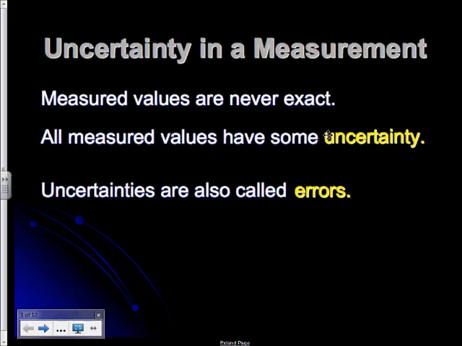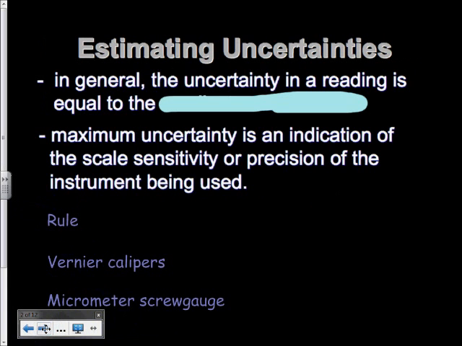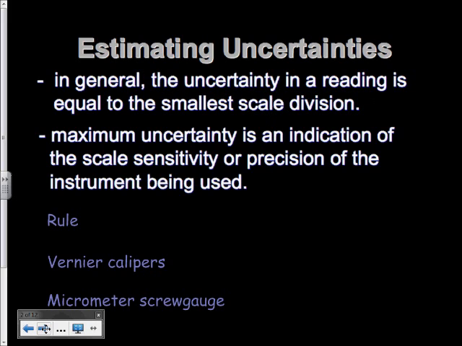Now, you tend to think of error as meaning you've made a mistake. In this context, the word error simply means that something cannot be exact. There's a certain amount of uncertainness, hence uncertainty, in the readings that we get. All right, so how do we go about estimating uncertainties? In general, the uncertainty in a reading is going to be equal to the smallest scale division.